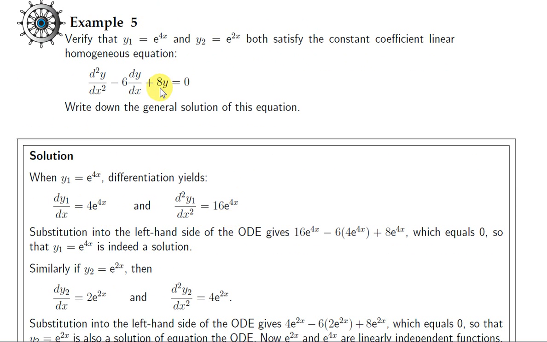So we sub these into the differential equation. For y, of course, we sub in e to the 4x. So this is what we get. And we have 16 minus 24 plus 8. That's minus 8 plus 8, which is 0.